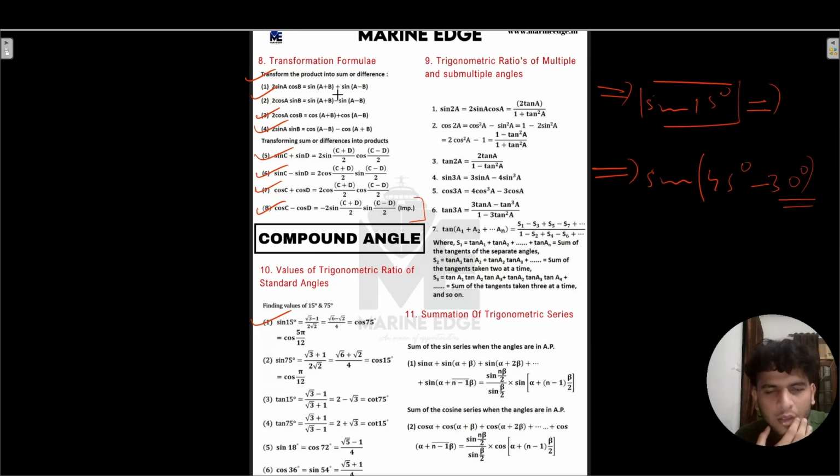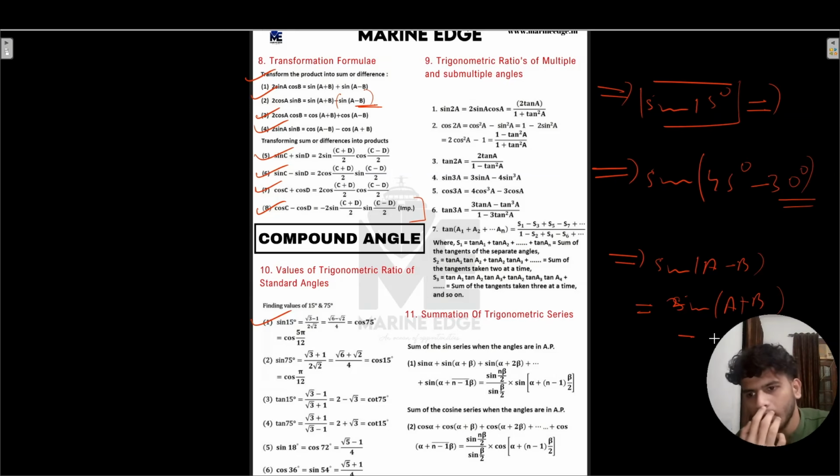Yes. And if I'm doing this, sin(A-B), which looks something like this, then sin(A-B) will be what? sin(A-B) will be equal to sin(A+B) minus 2 cos A sin B. Okay. You can actually resolve this property from here, and you can actually solve this.